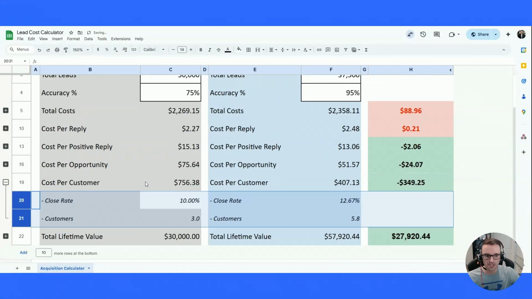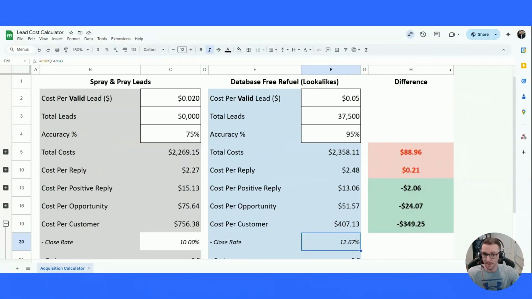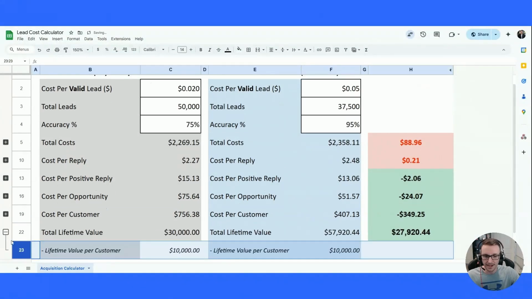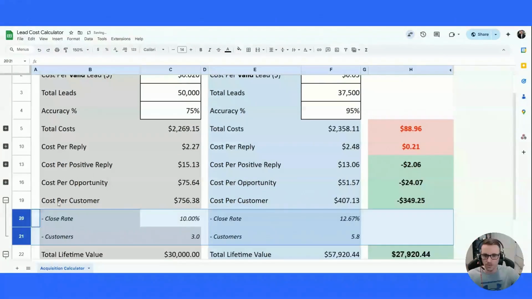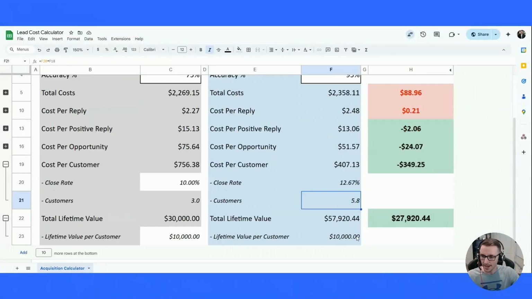And then our cost per customer, right? If we're targeting people that more closely match our ideal customer profile by building lead lists based on our best customers, our best prospects, we're also going to see a slight increase in close rate, meaning our cost per customer is going to go down as well. And by the time you factor in the funnel math, instead of 3 customers under this scenario, we'd be getting 5.8 customers.